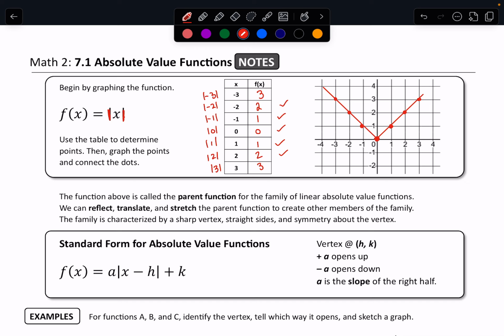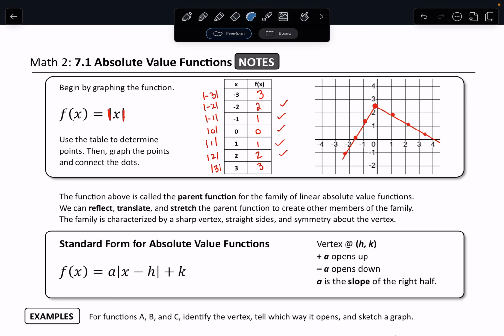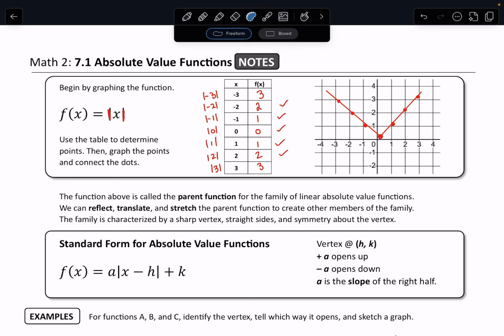And what that does is it changes the graph. It takes this V that we originally started with and it shifts it. Some manipulations will shift it to the right or up, down. Others will actually flip it upside down and change the shape of it completely. So depending on what we do algebraically to this function, it's going to change what the graph looks like, all right?